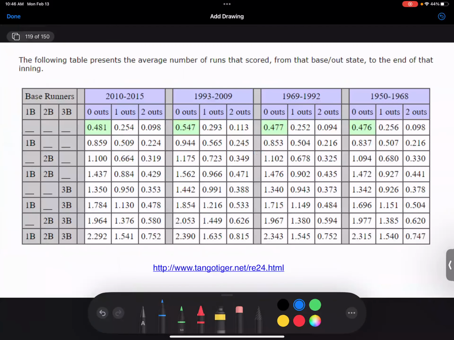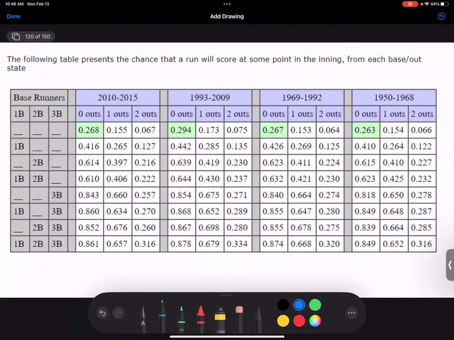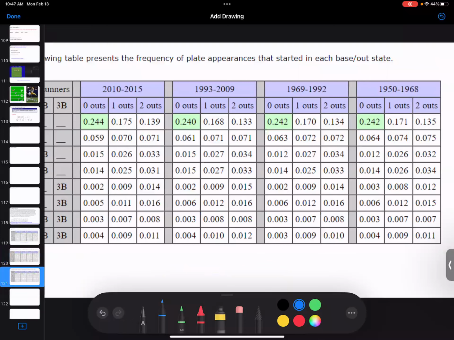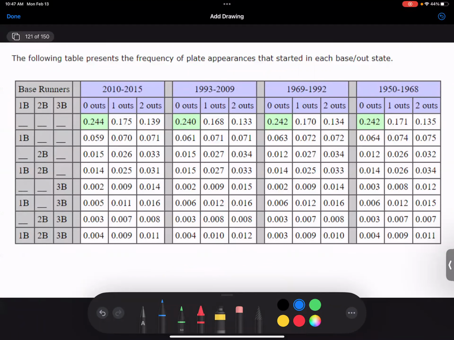All right, so here is, I went online and found they were averaging over several years what the run expectancy was in different configurations. And then they also looked at what is the chance that a run will score at some point in the inning. So you just want to know what's the chance that at least one run is scored. And then the last one was, how often each configuration happens. How many times are you in each state?